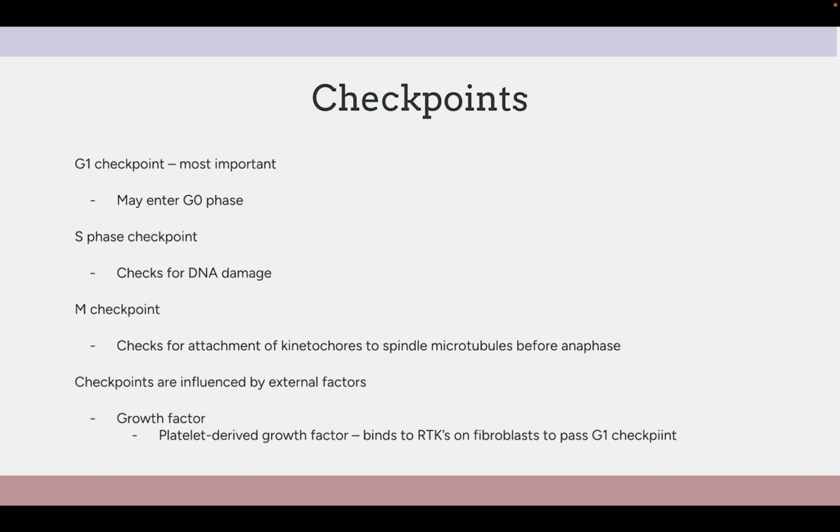We've got some checkpoints throughout the cell cycle to make sure we're not going through too fast or if we're not ready. The G1 checkpoint is the most important, and if your cell makes it through this checkpoint, it's probably going to make it through the rest of cell division. But at this point, your cell may also enter the G0 phase. This might happen depending on what type of cell it is, or if your cell has irreparable DNA damage, your cell can be like, okay, we do not want this cell dividing, go enter G0.